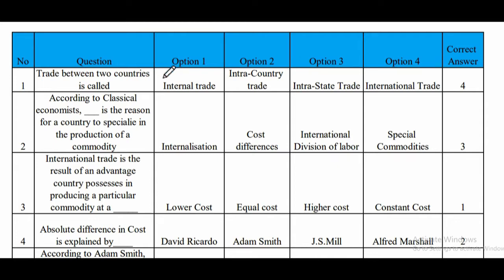Hello everyone, Professor Savita Bodke over here, and in today's session we are going to discuss the MCQs of business economics, which is the subject of TYBCom semester 6 for the University of Mumbai.